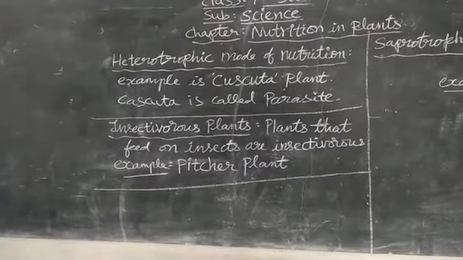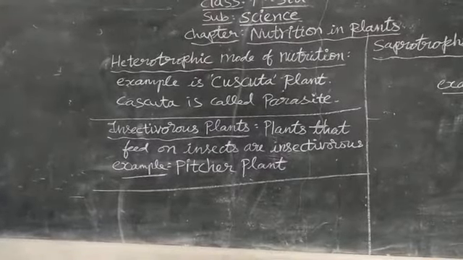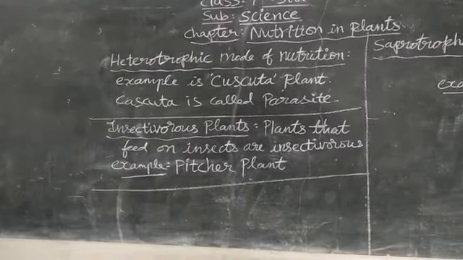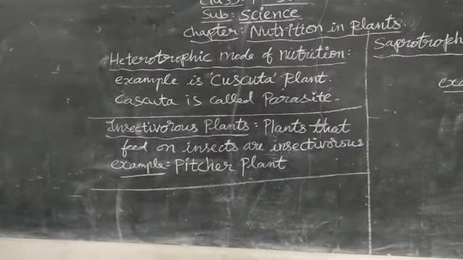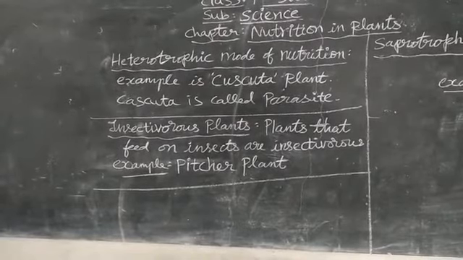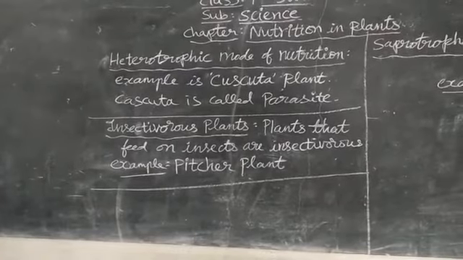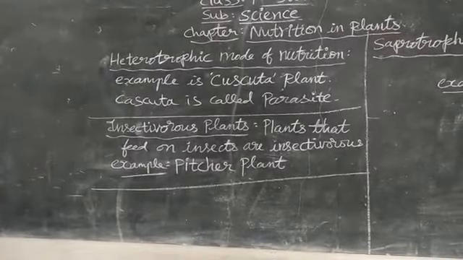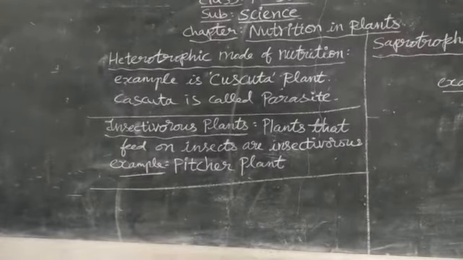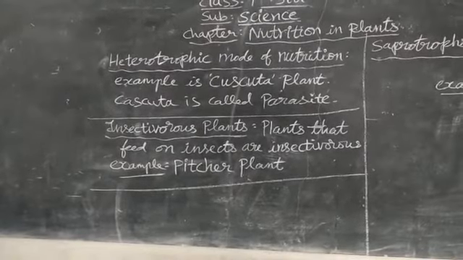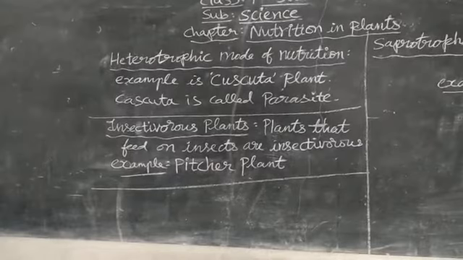Autotrophic plants means plants which can prepare their own food. So these heterotrophic plants grow, climb over the autotrophic plants and absorb the nutrients from them. So Cuscuta is called a parasite. Parasite means any organism which lives on or captures food from another organism.